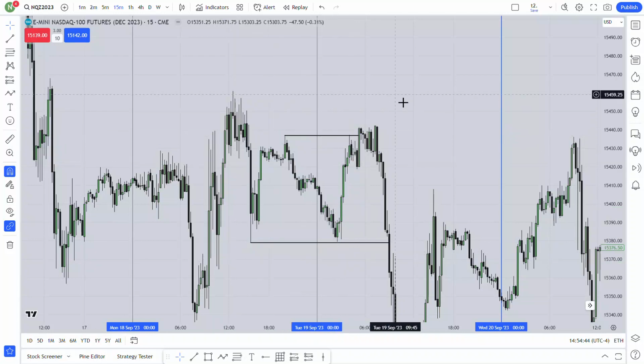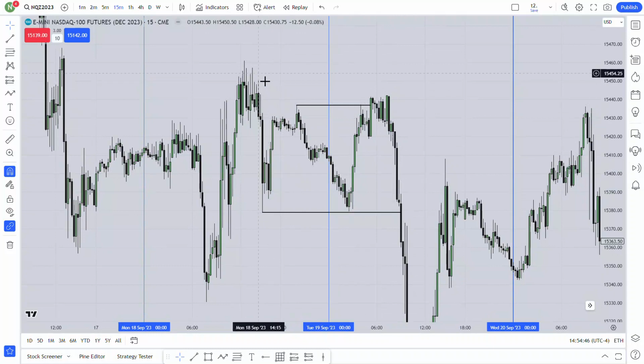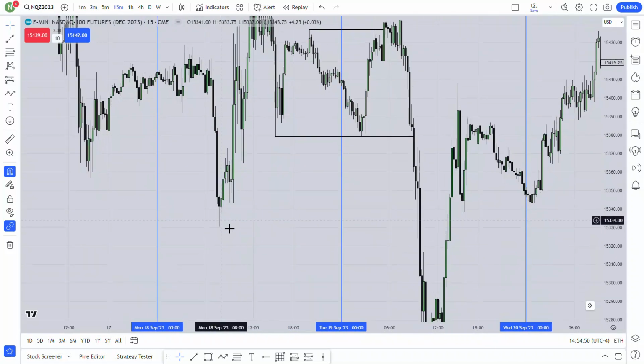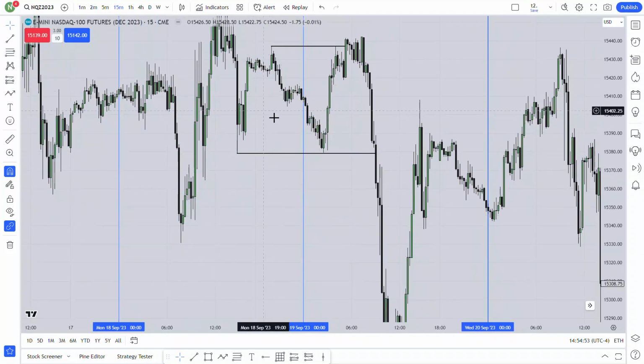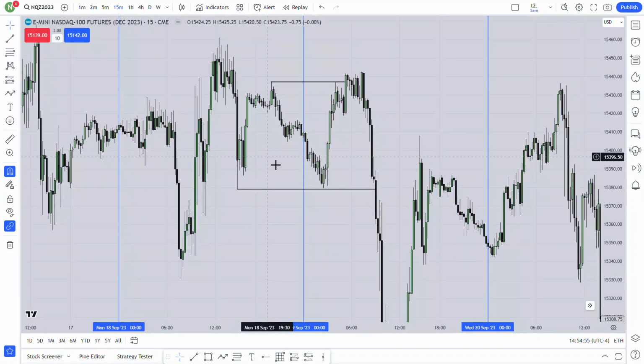You can mark this high. Most of the YouTubers will tell you to just mark the high from Monday, mark the low from Monday, and that will be your drawn liquidity. But I really don't go with that. I try to mark equal highs and equal lows.